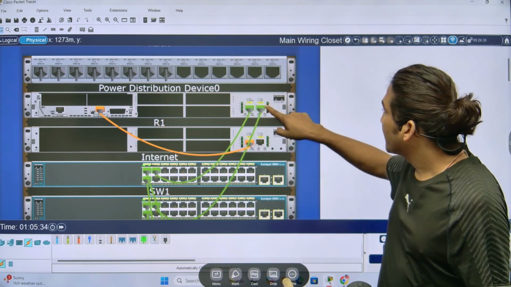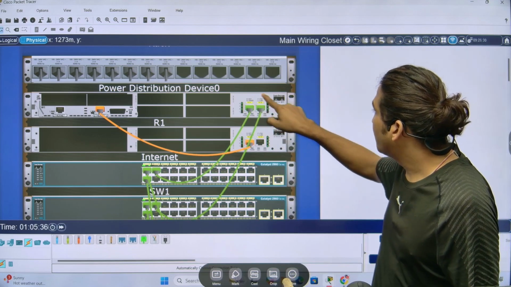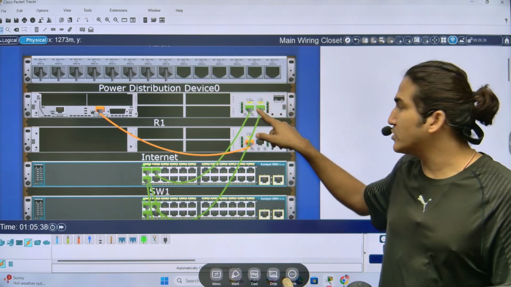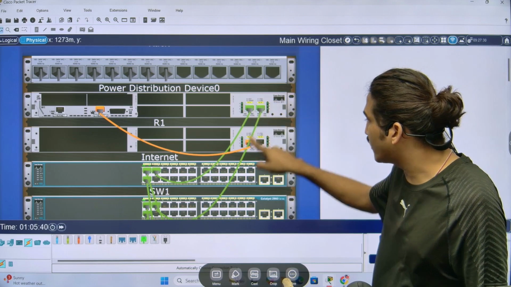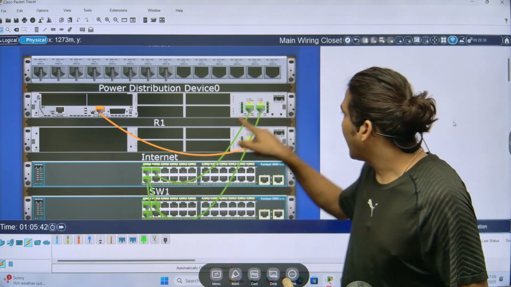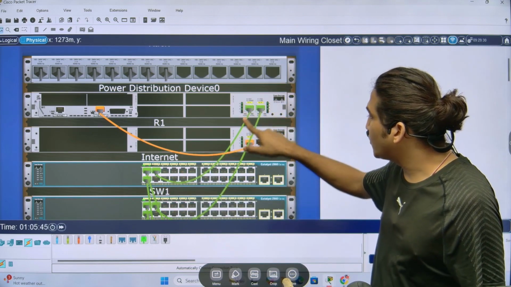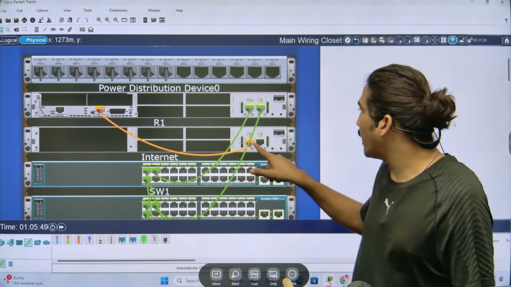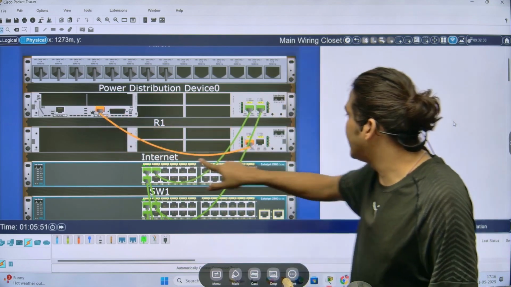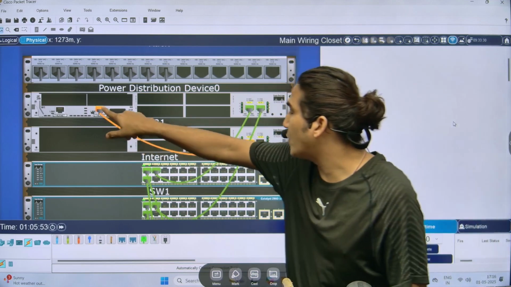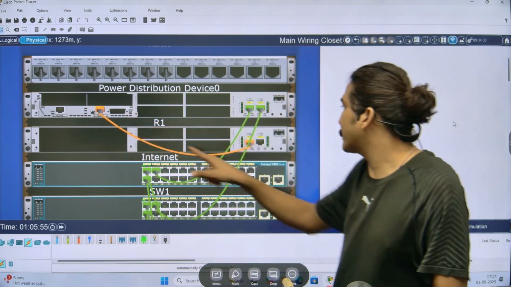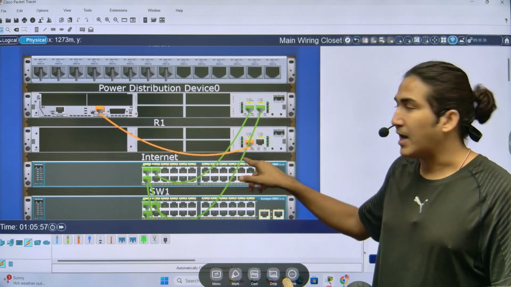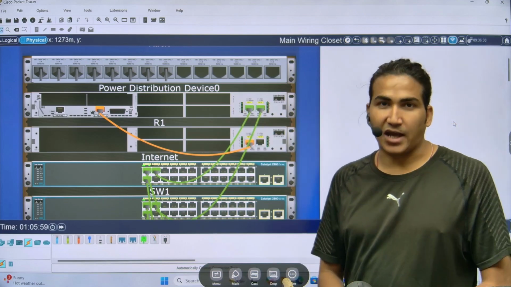You can see FE0/0, port number Fast Ethernet 0/0 of router 1, is connected to switch 1, and F0/1 is connected to switch 2. Then we have one connectivity to the internet router here. You can see the WAN link. The WAN port is connected to the internet router, and we are going to configure this scenario, right?